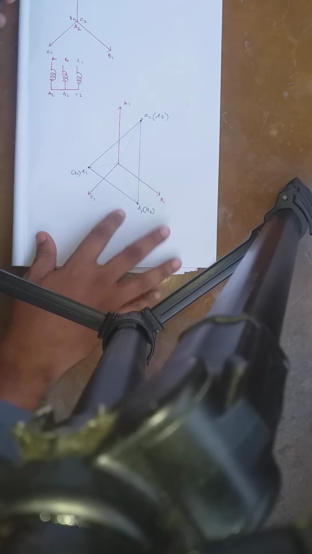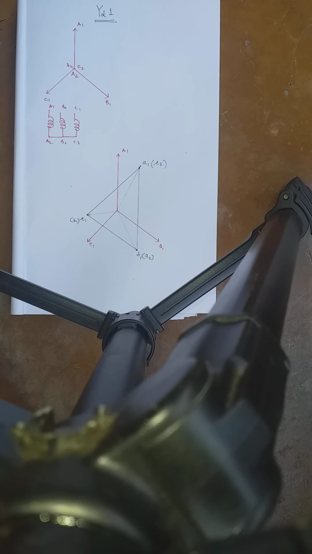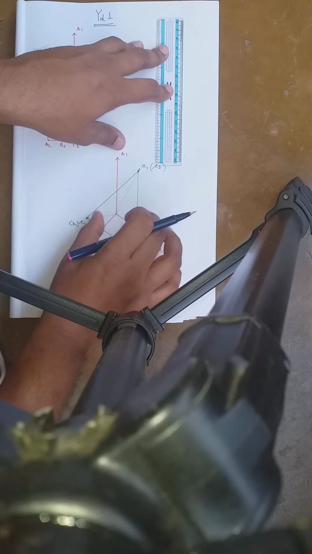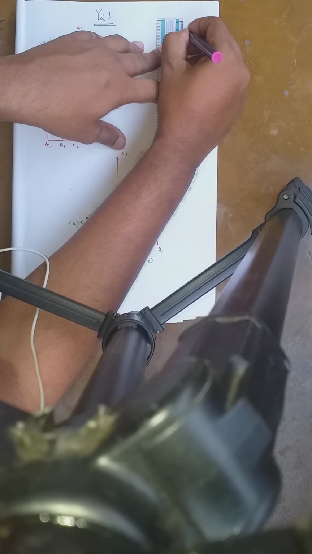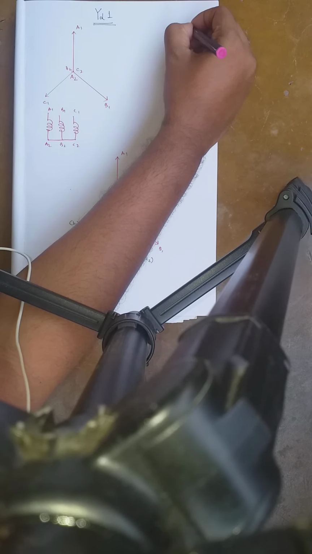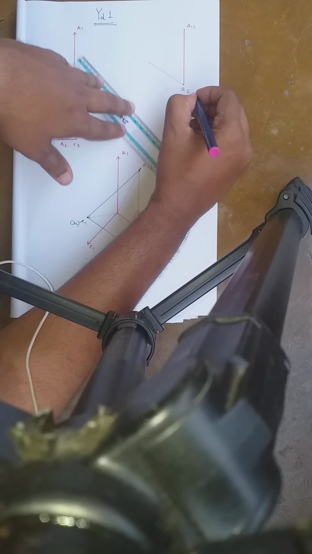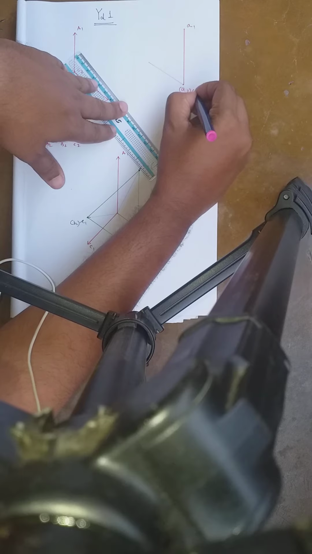So that means the secondary side or low voltage side will be like this. This is the delta side. After I am superimposing, then I am drawing here. This is A1, this is A2. This is B1, B2 is in bracket, this is C1, and this is C2.